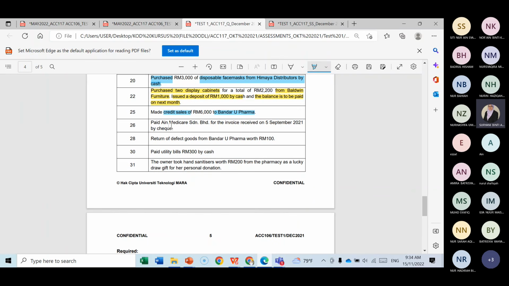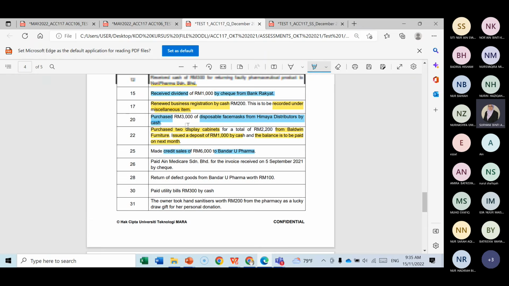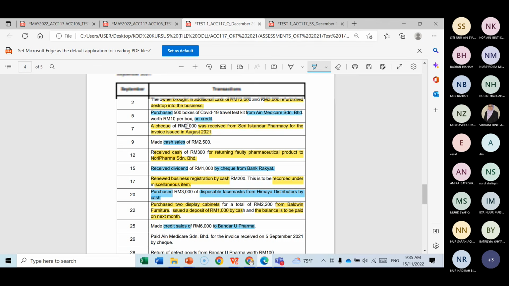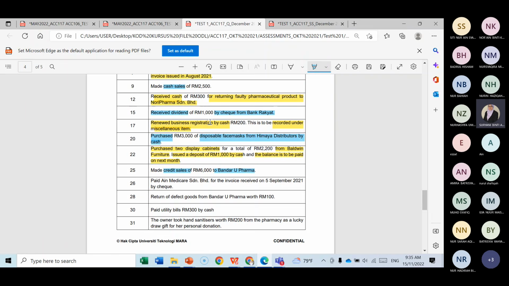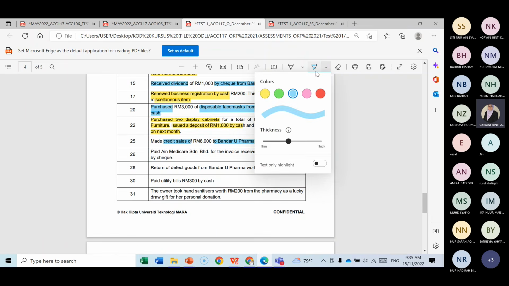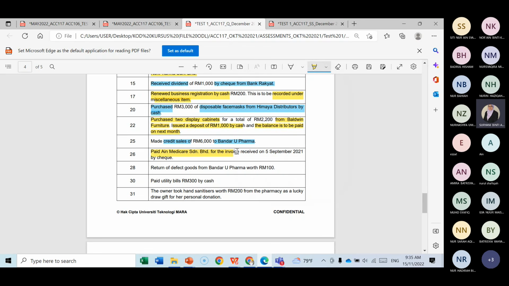You pay Ain Medicare. Who is Ain? Do we have Ain before this? Yep. On 5th September, we made purchase 500 box of COVID-19 travel test kit on credit from Ain. And now we want to make the payment, class. So we pay Ain Medicare for the invoice received on 5th September 2021 by check.